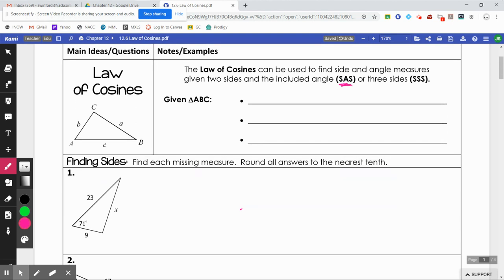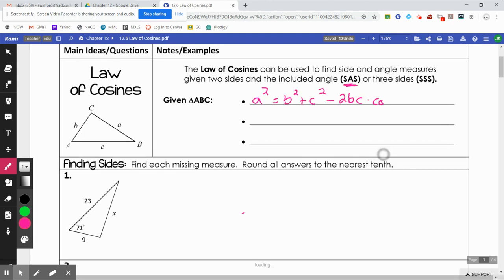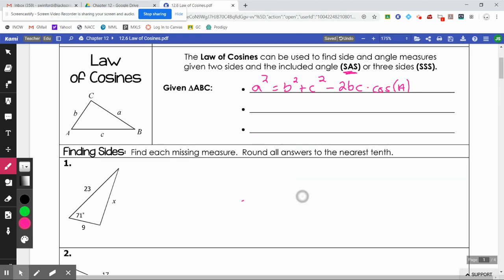Now here is the actual law of cosines and what it states. The law of cosines starts out a lot like the Pythagorean theorem. It says that a squared equals b squared plus c squared. So it kind of looks like the Pythagorean theorem, but it goes a little bit further than that. Minus 2 times b times c times the cosine of A. So that's one of the three laws of cosines.